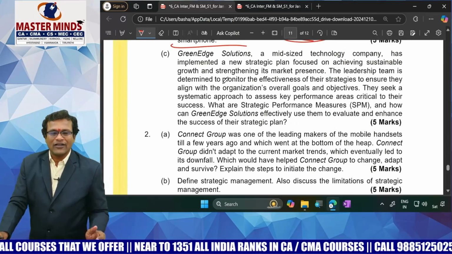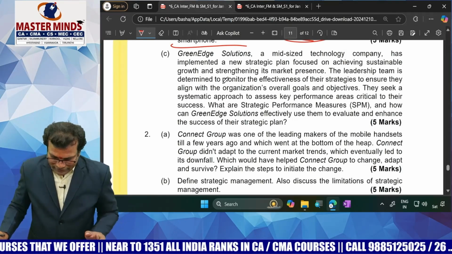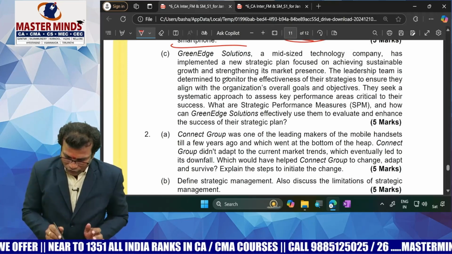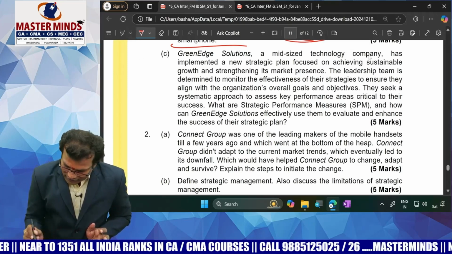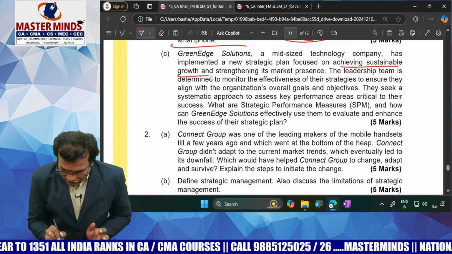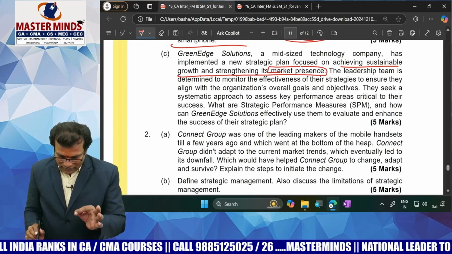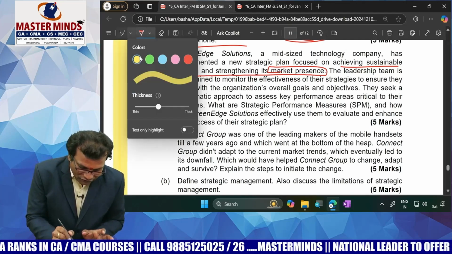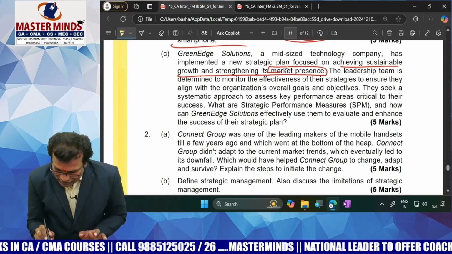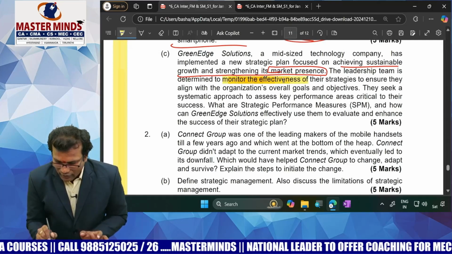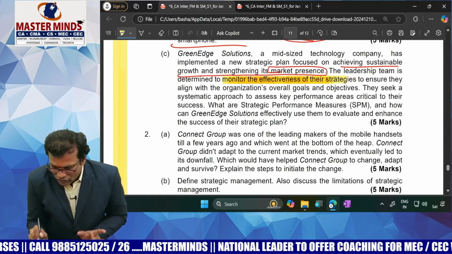Now look at that third one. Green Edge Solutions, a mid-sized technology company, has implemented a new strategic plan focused on achieving sustainable growth and strengthening its market share or presence. The leadership is determined to monitor the effectiveness. The leadership is determined to, means the leadership has decided to examine the effectiveness of their strategy.